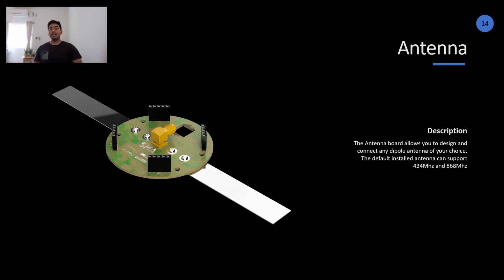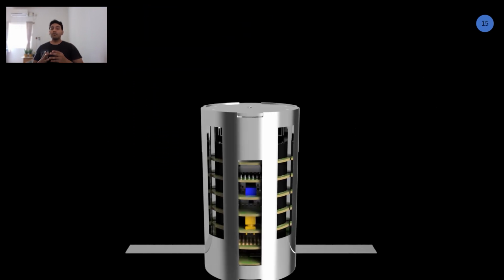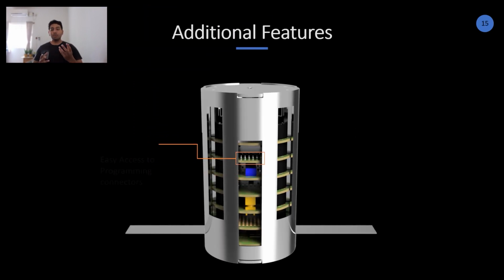Moving on to some of the additional features that we have, we've made sure to cut slots in the aluminum tube that we provide with the kit to give easy access to the programming connectors. So you can program the CanSat by using a wire without having to take the entire thing apart. Apart from this, as I mentioned earlier, when I was talking about the OBC, you can also program the OBC over the air. So you don't really need wires to program it. You can just connect it to a common Wi-Fi hotspot and program it.